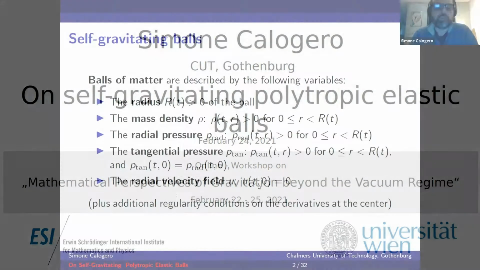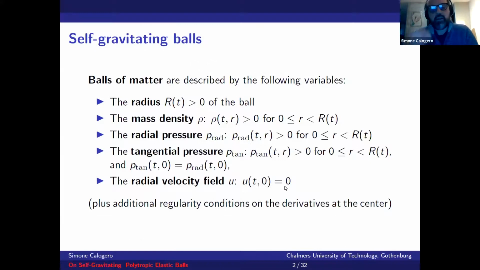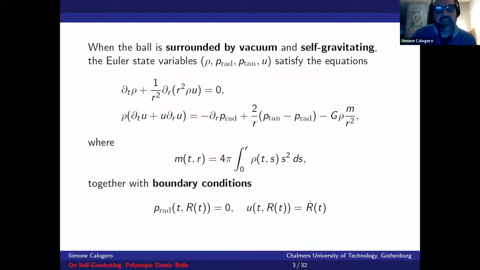the regularity condition, plus a radial velocity field, which is also 0 at the center. And plus, there are some additional regularity conditions on the derivative at the center, which, however, I haven't written here in this list. And by self-gravitating, I mean that this Euler state variable, the mass density, the radial pressure, the tangential pressure, and the velocity field satisfy this equation.